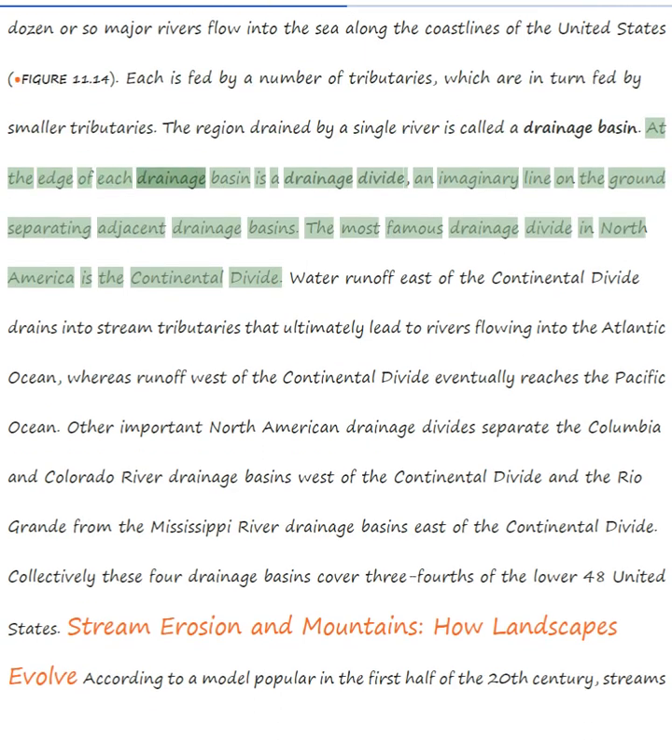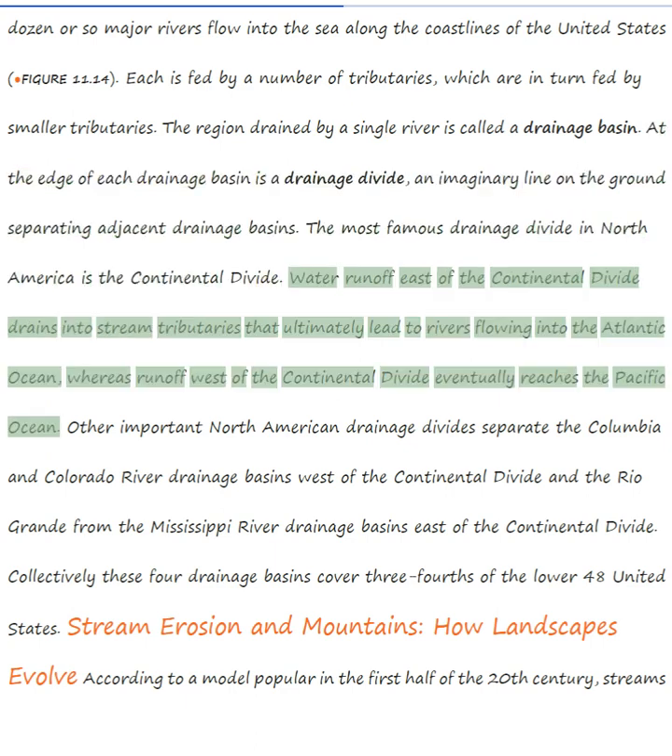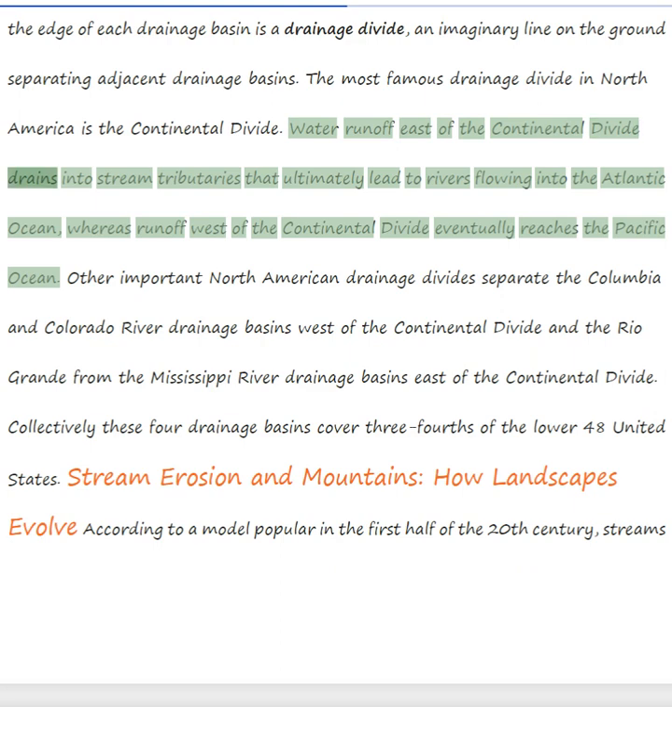At the edge of each drainage basin is a drainage divide, an imaginary line on the ground separating adjacent drainage basins. The most famous drainage divide in North America is the Continental Divide. Water runoff east of the Continental Divide drains into stream tributaries that ultimately lead to rivers flowing into the Atlantic Ocean, whereas runoff west of the Continental Divide eventually reaches the Pacific Ocean.